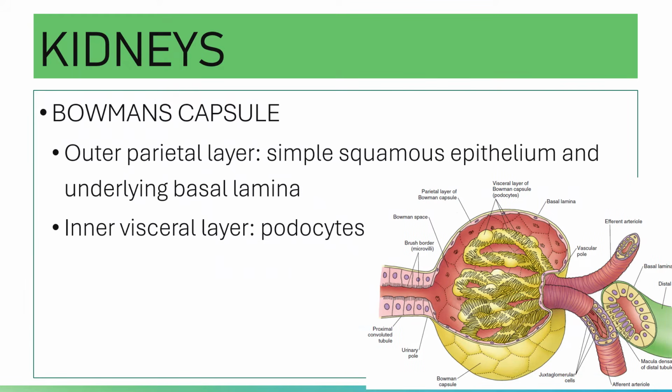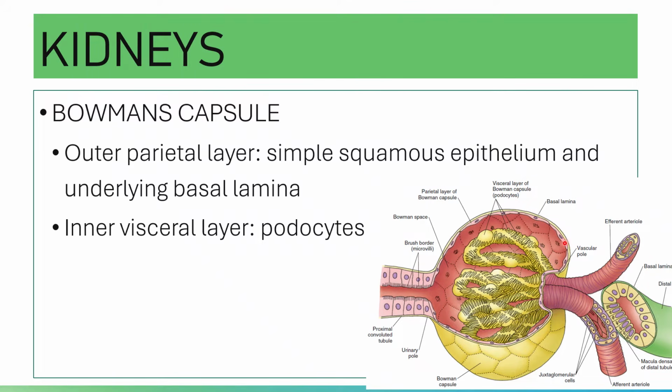Your Bowman's capsule here has visceral and parietal layers. Your outer parietal layer is lined by simple squamous epithelium. And of course, there is an underlying basal lamina.